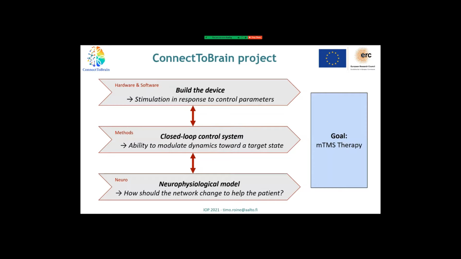So the Connect to Brain project consists of 3 parts, and all of these work together towards the final goal, which is multilocus TMS therapy. And these parts are very closely linked together. For instance, we need neurophysiological models to know what kind of brain state we need to reach to be able to develop these closed-loop algorithms.